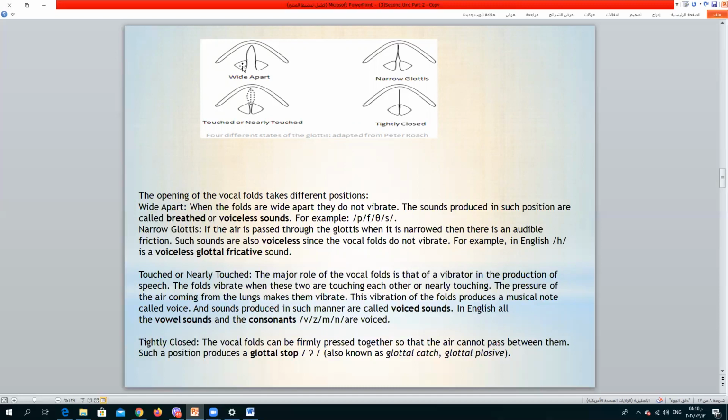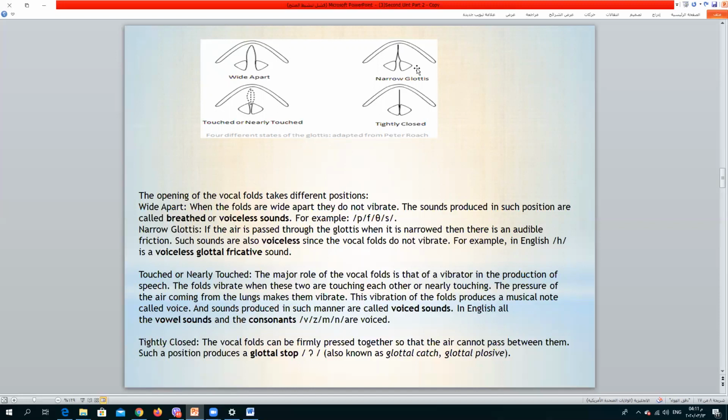You see, the folds are away from each other. There is no vibration for the air that comes here. Like the sounds pe, fe, the, se. When we hold our throat, Adam's apple, and we touch it, we say pe, fe, the, se. We can see that there is no vibration. There is no voice. It's voiceless.